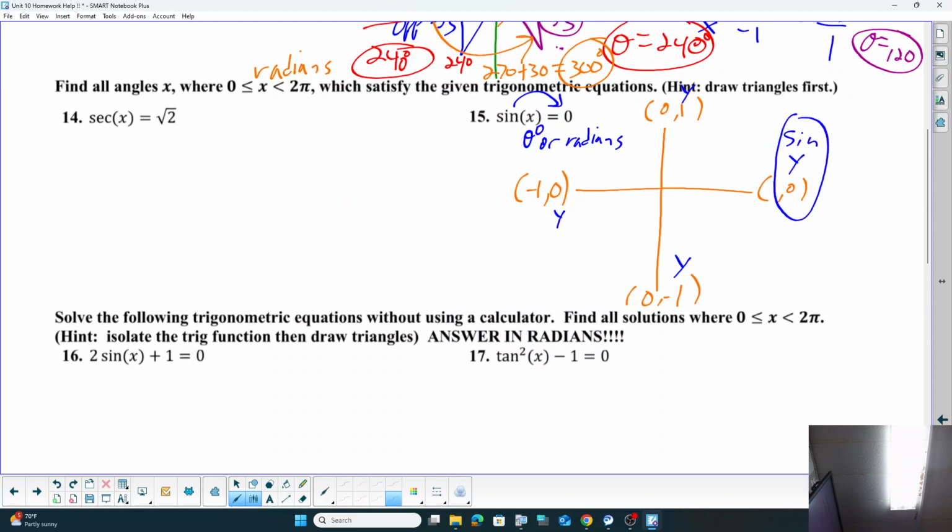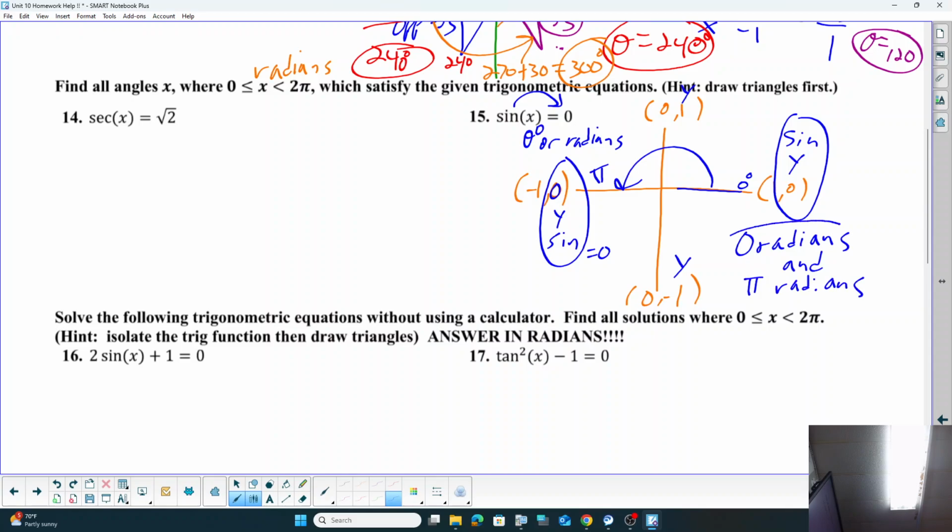So sine equals 0 there, and sine also equals 0 here. That's where sine equals 0, because sine is the y value. So that's just going to be at this angle right here, which is 0 degrees, and 0 radians as well. So it's going to be 0 radians. And over here, which is the other location, that's just going to be pi radians. So those are our two answers.